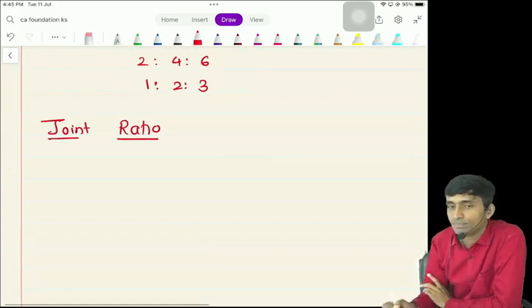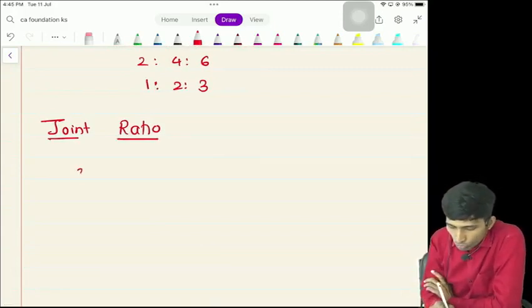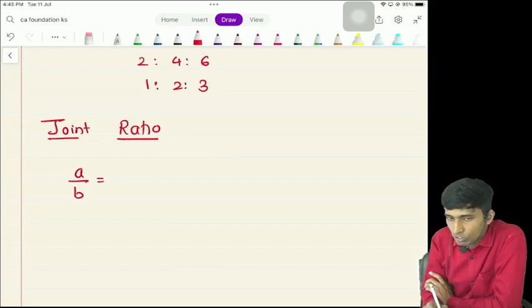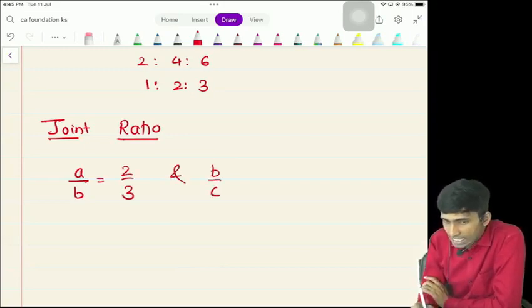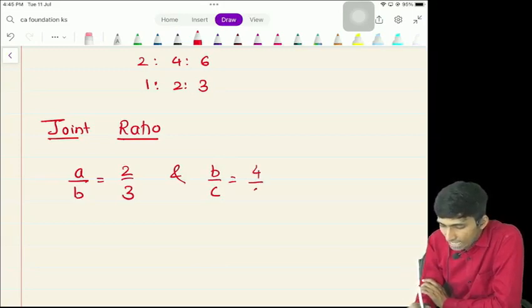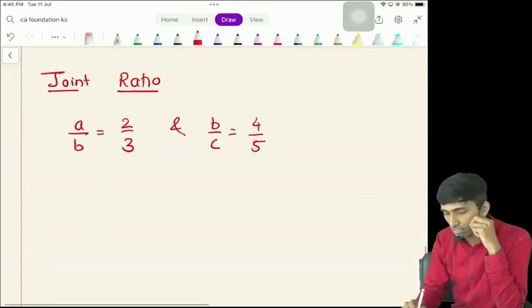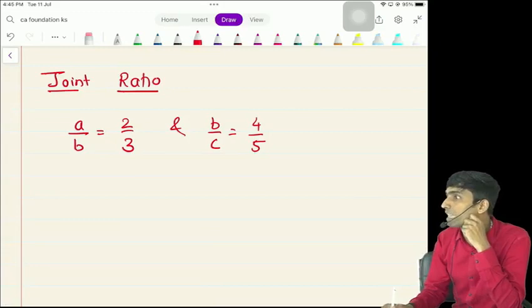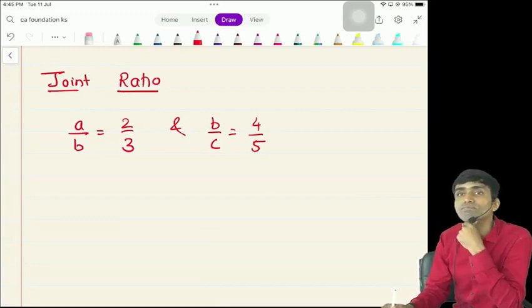Joint ratio means they give you A by B is equal to, let's say, 2 by 3, and B by C is equal to 4 by 5. Now I have to join them. What is the idea?